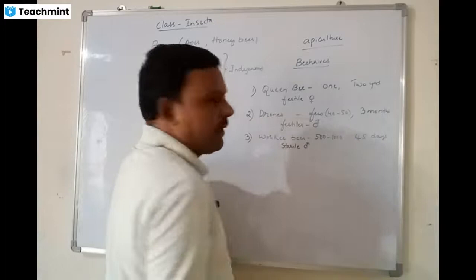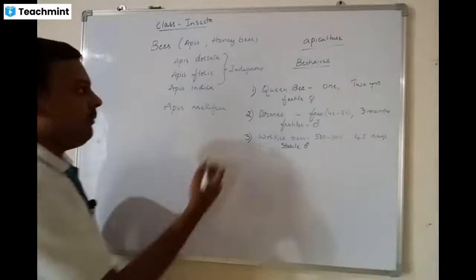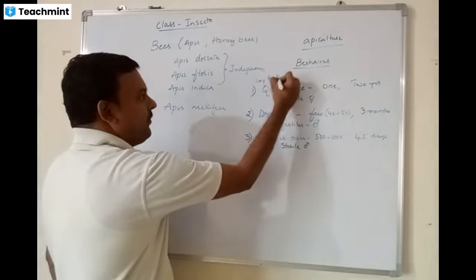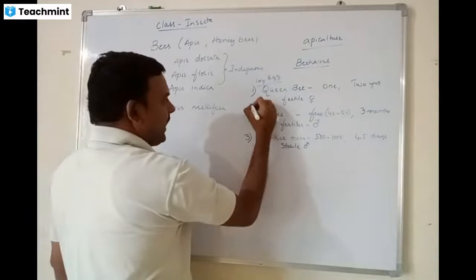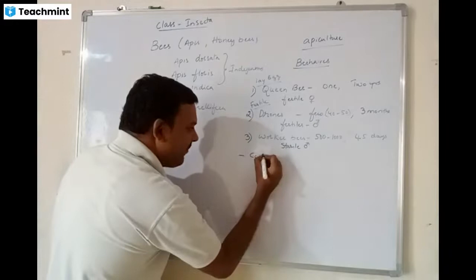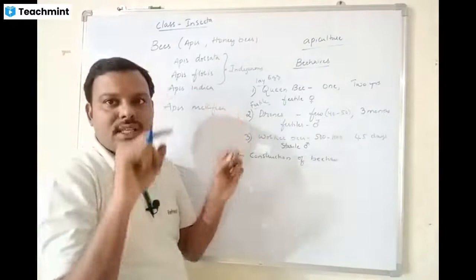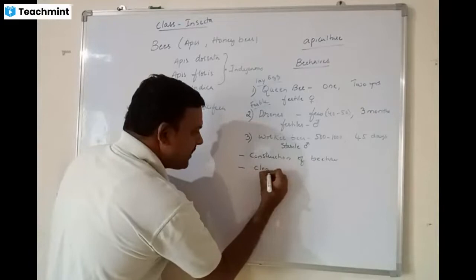Now, the function of these bees. The job of the queen bee is only to lay eggs, and the drones are for fertilization. And the functions of the worker bees are construction of the beehive, that is, the construction of the hexagonal cells all together, and cleaning of the cells.